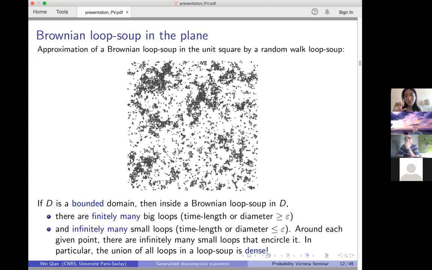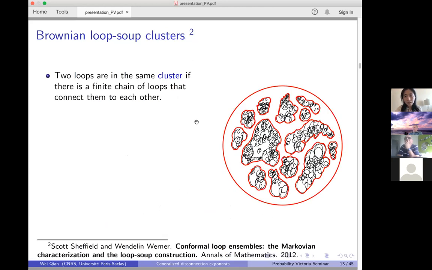So a cluster of loop soup is a connected component in the loop soup. Two loops are said to be in the same cluster if there is a finite chain of loops that connect them to each other. I say two loops are connected to each other if they overlap each other. It's just you take the union and look at the connected components.